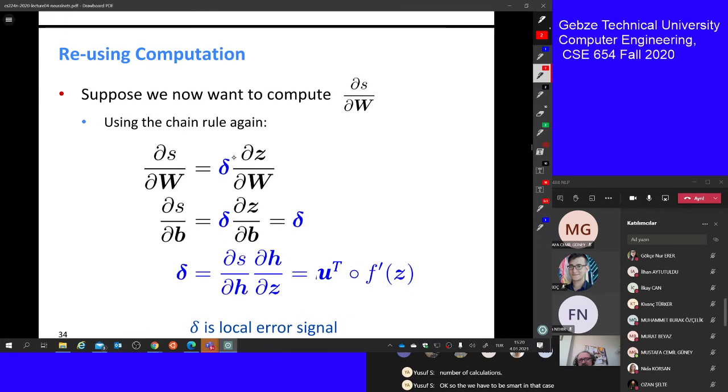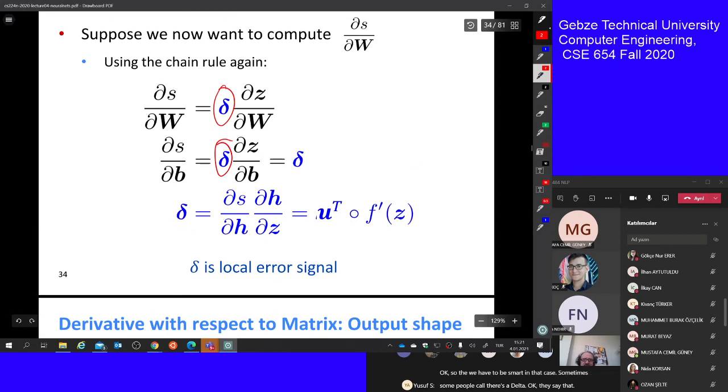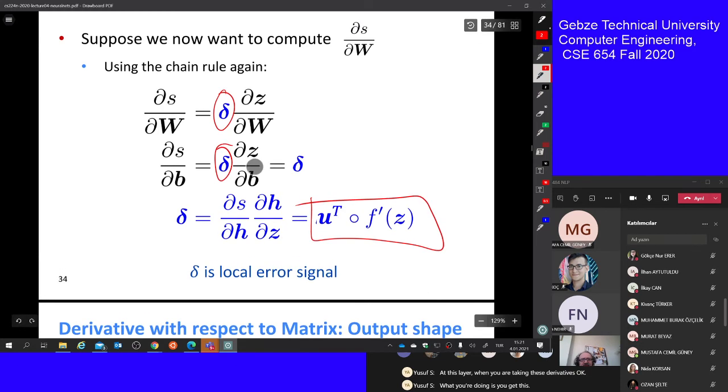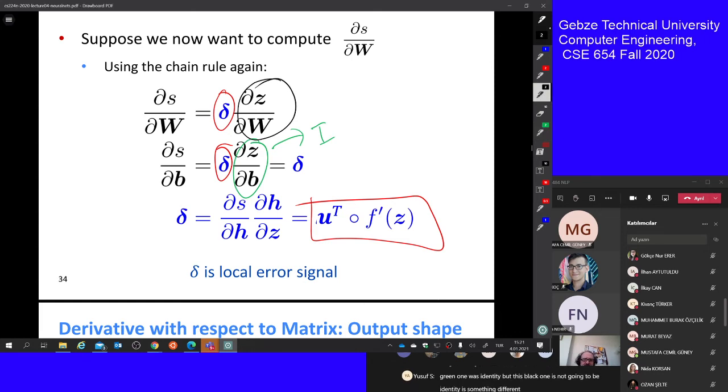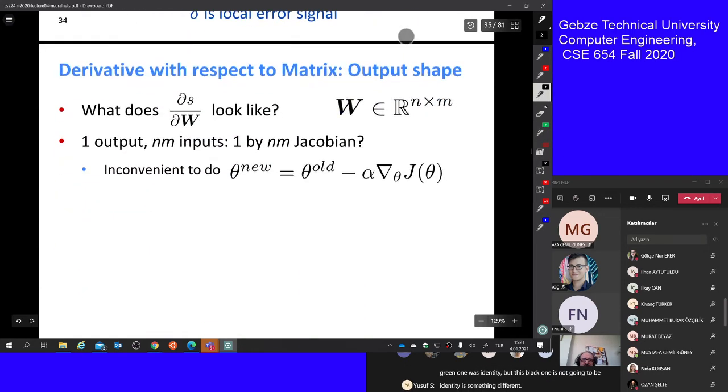Sometimes some people call this a delta. Okay, they say that at this layer, when you are taking these derivatives, okay, what you are doing is you get this, okay, you multiply it with this one. In this case, remember, this green one was identity, but this black one is not going to be identity, it's something different. So this delta is going to be the same.